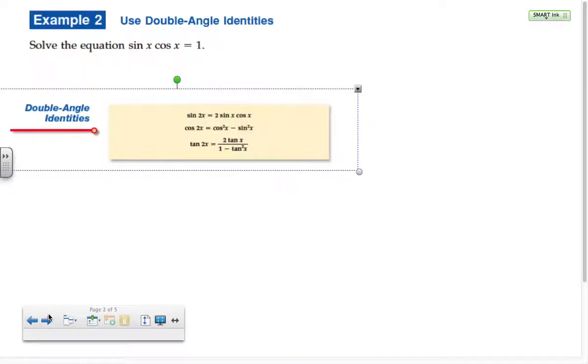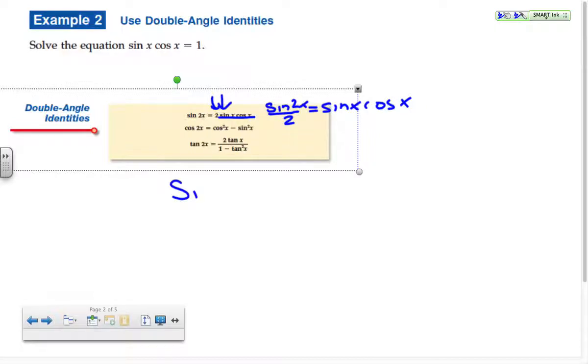Okay, so sine x cosine x equals 1. Alright, we're also going to use the double angle identities. Now, we're going to need to manipulate these just a little bit. I have the sine x cosine x, and I want to be able to replace it with something else. Since this is 2 sine x cosine x, I'm going to say sine 2x over 2 is the same thing as sine x cosine x. I can do that because I just divided this one by 2, so I can get rid of it.